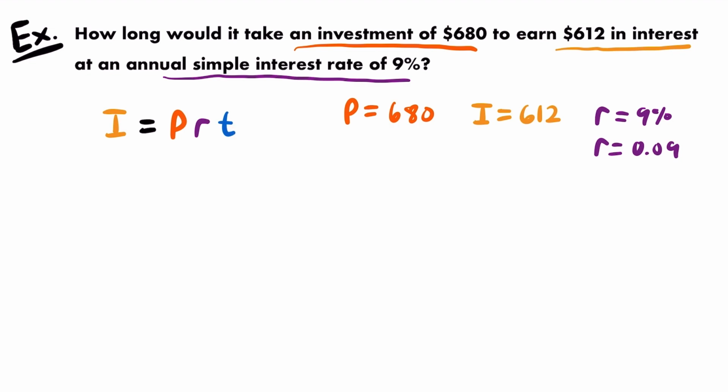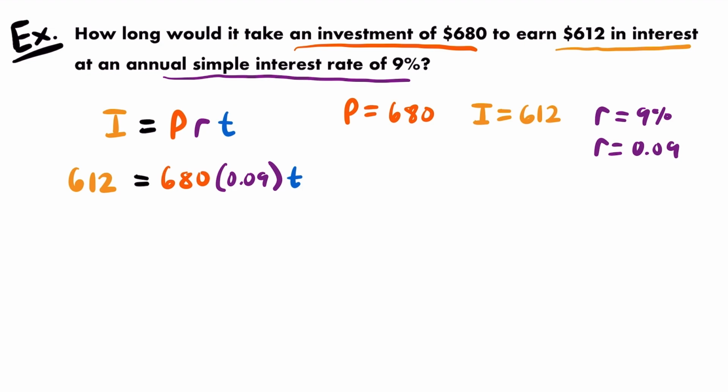So first up, the amount of interest I is 612, so 612 will be equal to the amount of the investment or the principal, 680. So we'll write in 680 multiplied by the simple interest rate R, which is 0.09. So I'll write in 0.09, and that will be multiplied by the amount of time t that we don't know. So I'll just write t there on the end. All right, and so now what we want to do is solve for t.